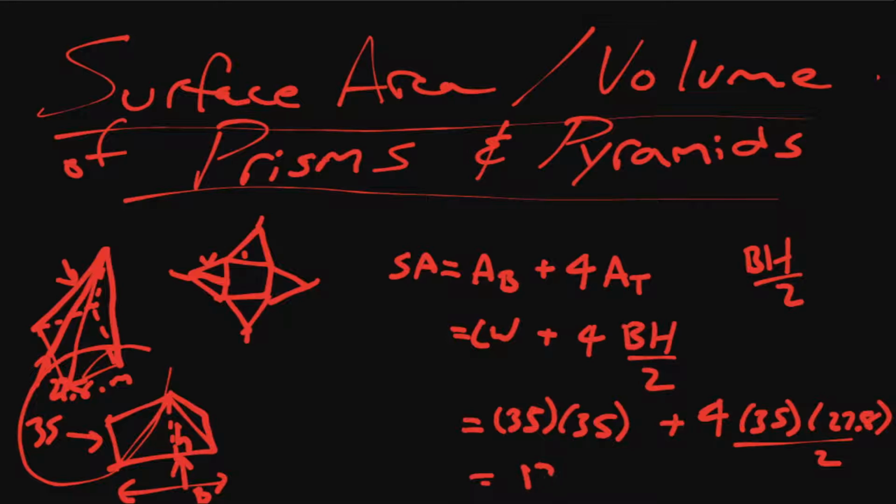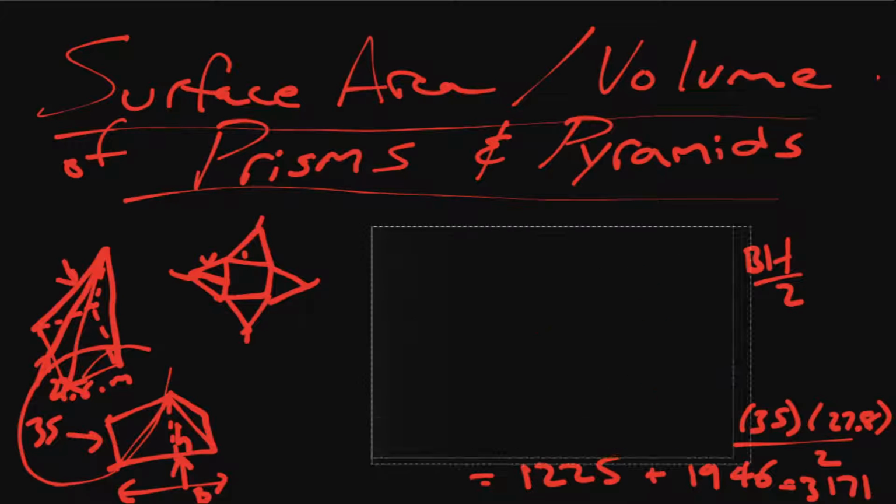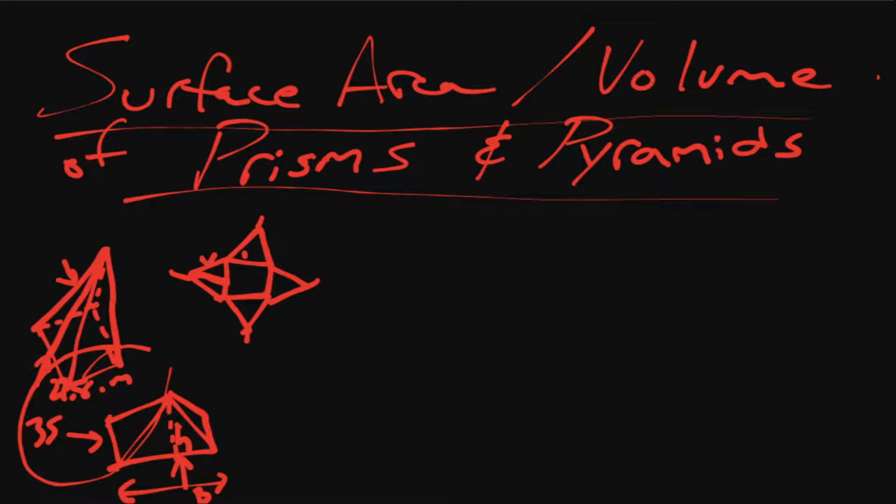And if we do a little bit of mental math, we end up with a total of 3171. I didn't do mental math, I actually have it written here. So that was basically how easy it is to find the surface area of a pyramid. Let's look at volume now.